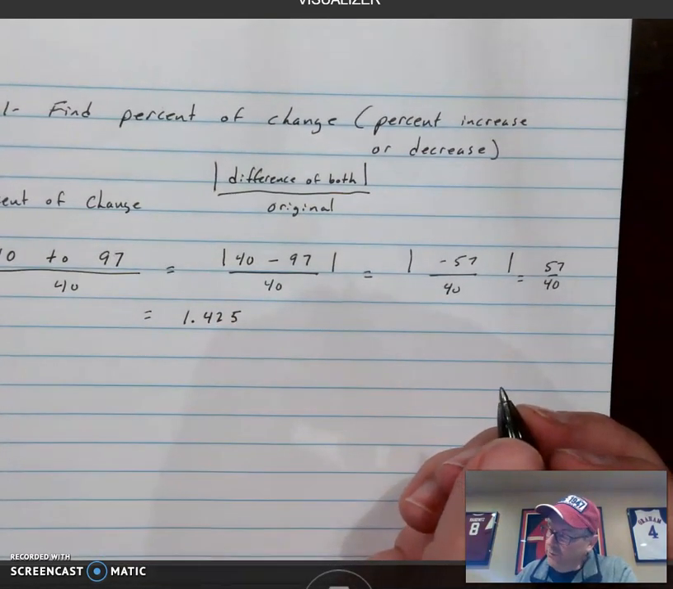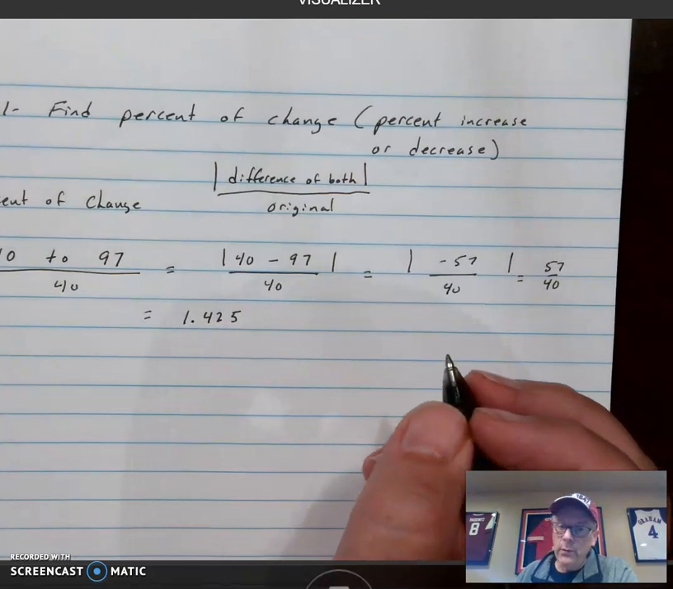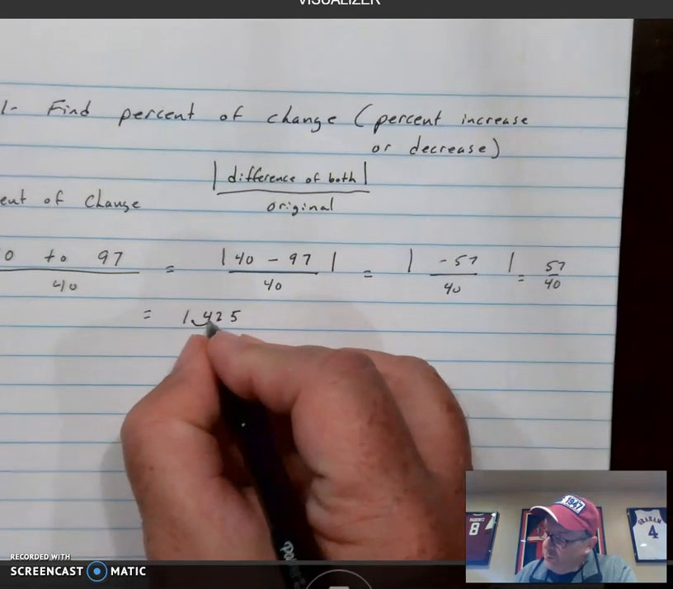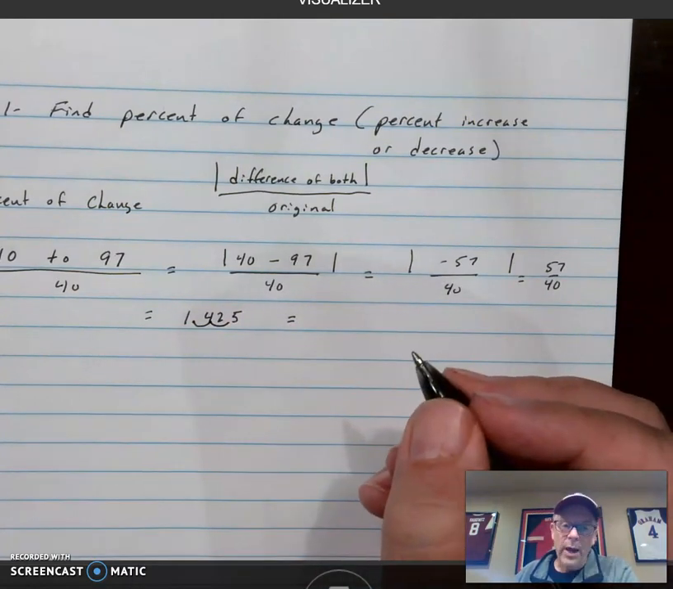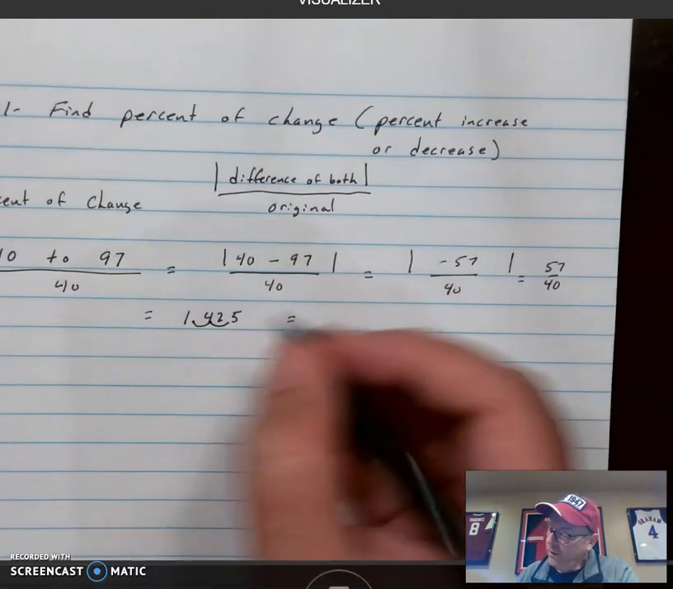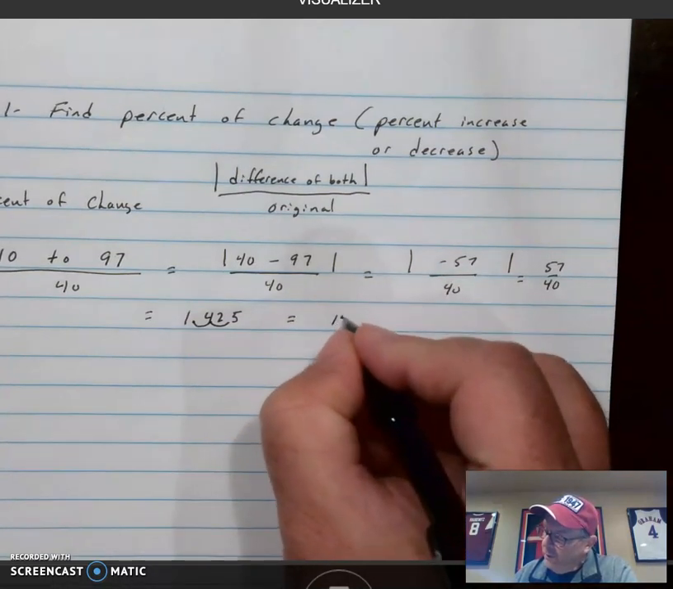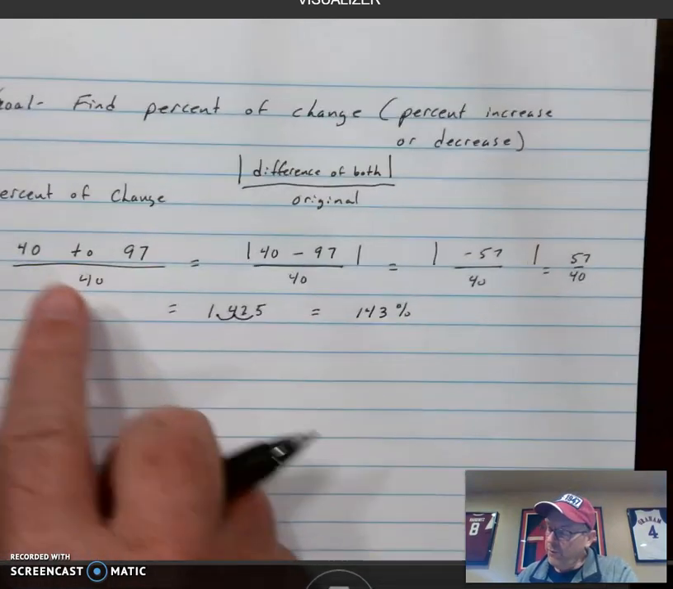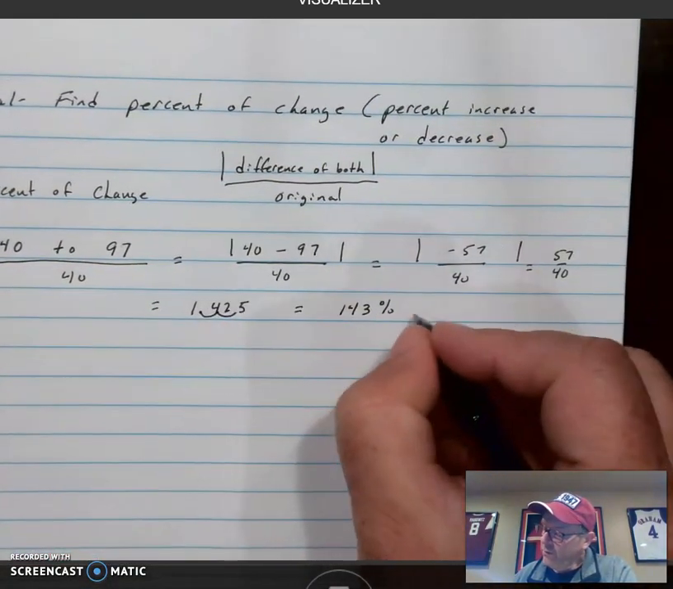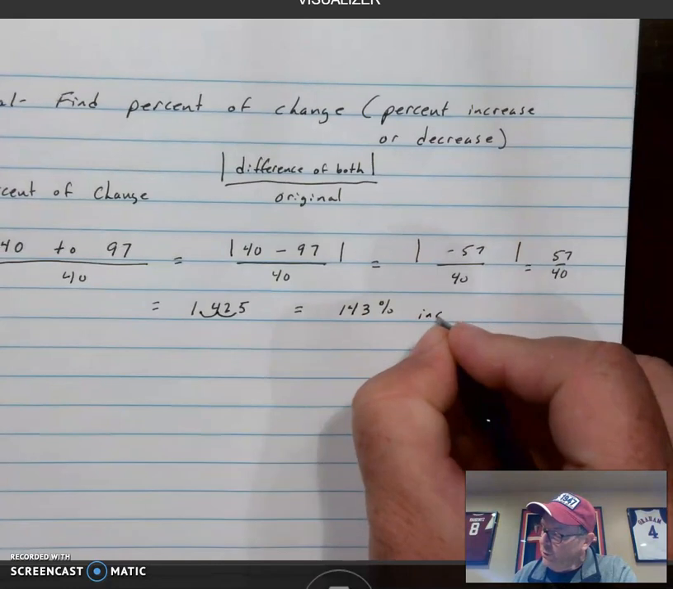So we want to convert that into a percent, which means we're going to multiply it by 100. And we're going to want to round these to the nearest whole percent. So this one is 143%. Think about it. We went from 40 to 97, so it's a 143% increase.